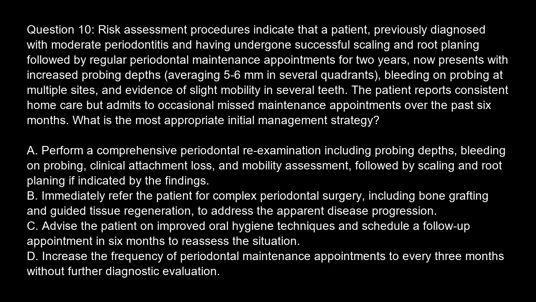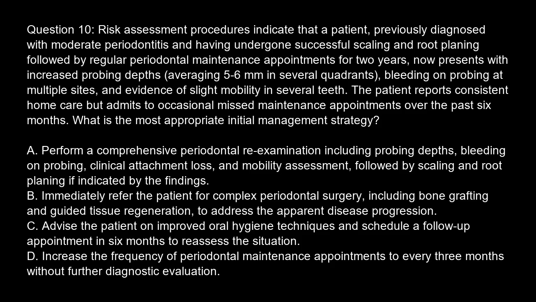Risk assessment procedures indicate that a patient, previously diagnosed with moderate periodontitis, and having undergone successful scaling and root planing followed by regular periodontal maintenance appointments for 2 years, now presents with increased probing depths, averaging 5-6 mm in several quadrants, bleeding on probing at multiple sites, and evidence of slight mobility in several teeth. The patient reports consistent home care but admits to occasional missed maintenance appointments over the past 6 months. What is the most appropriate initial management strategy?